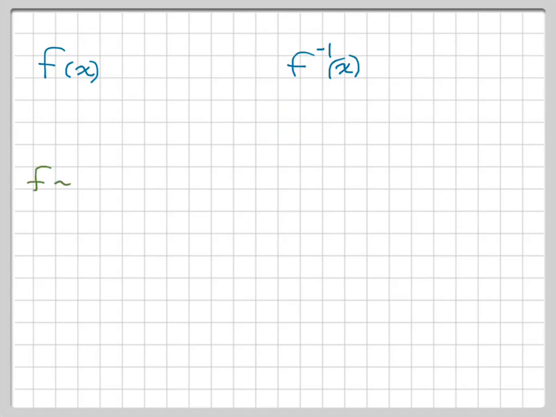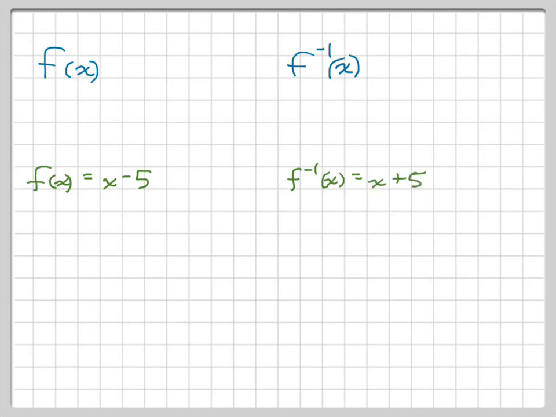f of x equals x minus 5. What would the inverse function be? What would be the opposite of x minus 5? It would be x plus 5.